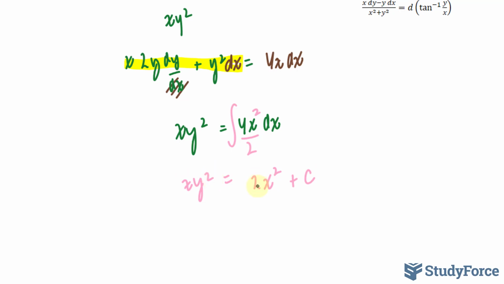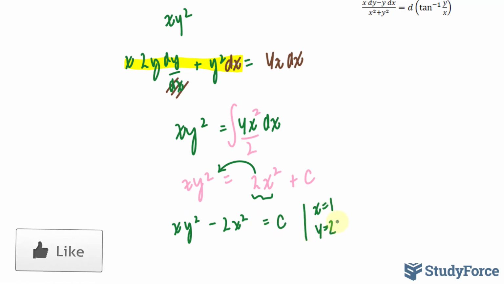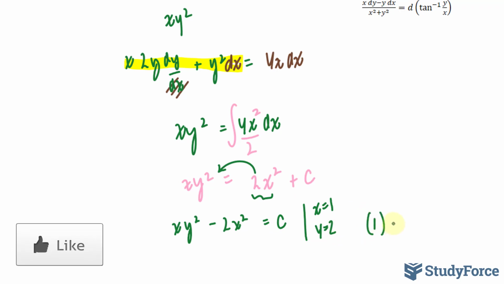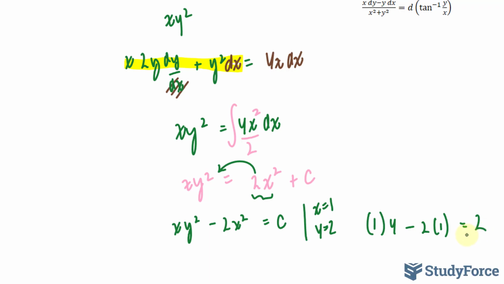All I have to do now is bring this term over and then substitute my boundaries, which was at 1 and 2. So I have xy squared minus 2x squared is equal to c. Substituting x is equal to 1 and y is equal to 2, I end up with 1 times 2 to the power of 2, which is 4, minus 2 times 1, and this gives me 4 minus 2, which is 2. Therefore, xy squared minus 2x squared is equal to 2. Let's move on to question 2.